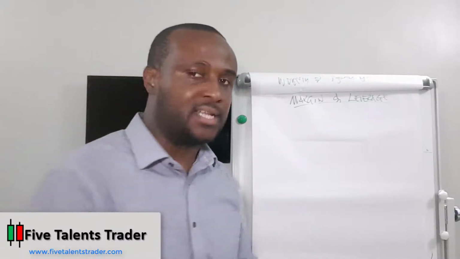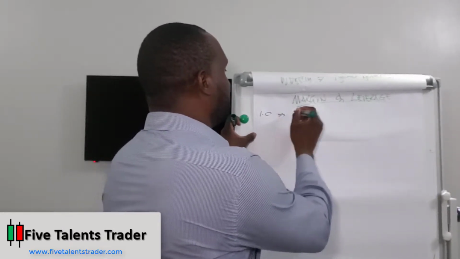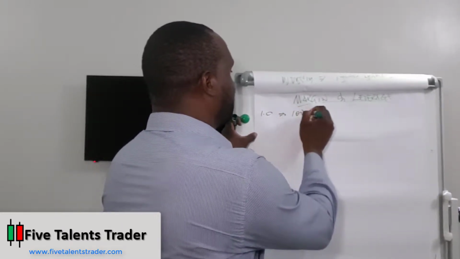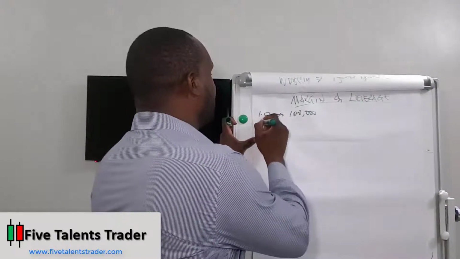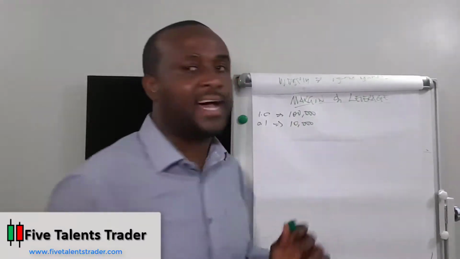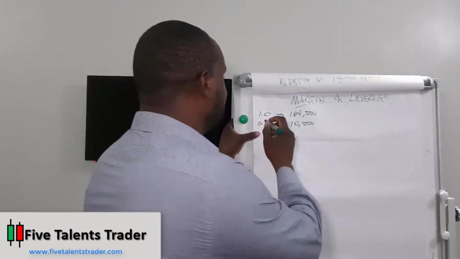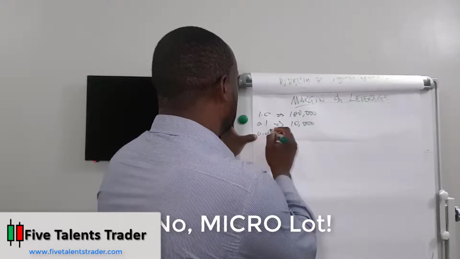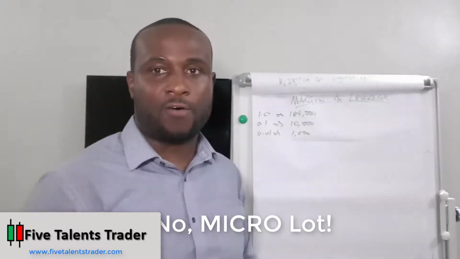So we have the standard lot size, which is 1.0, and that is equivalent to a control of 100,000 units of currency. And the next one is a mini lot, 0.1 lot, and that is controlling 10,000 units of currency. And the third one is a micro lot, which is controlling 1,000 units of currency.